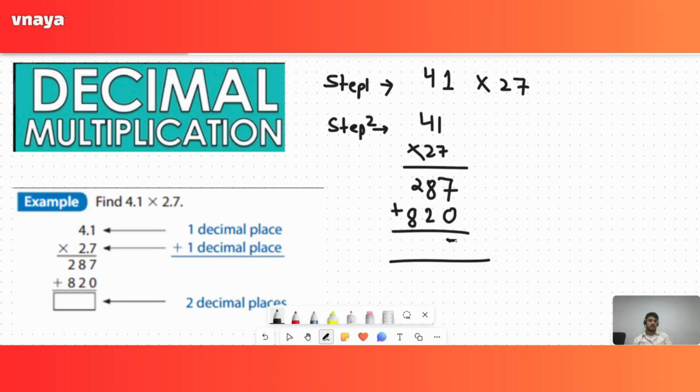So our answer is 7. 8 plus 2, 10. 10 plus 1, 11, right? So this is our answer. So see, we can write here 1107. This is our answer.